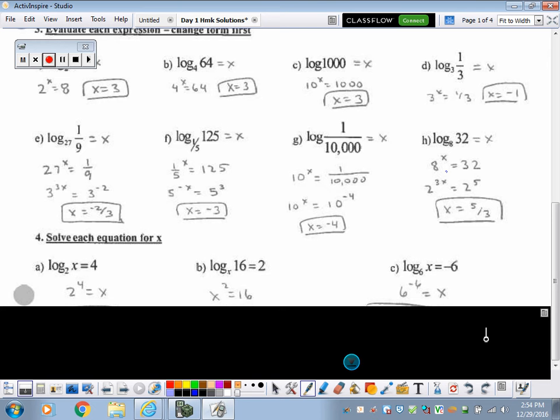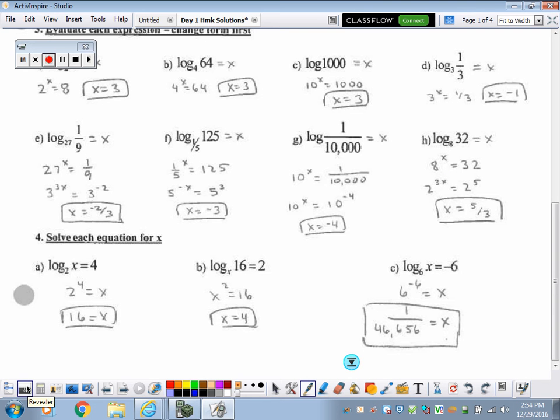Number 4, x is given to us, labeled here for us. Letter A, we're looking for 2 to the 4th power, which is 16. Letter B, we're looking for the base. What is it that we raised to the second power to get 16? And x is equal to 4. Here, what is the answer? 6 to the -6th power.